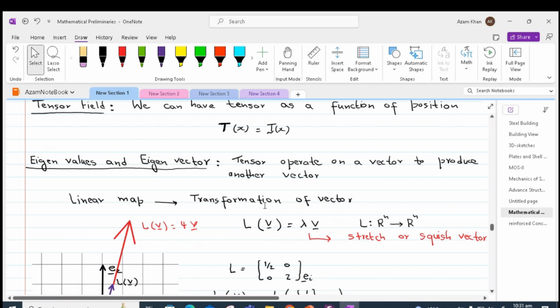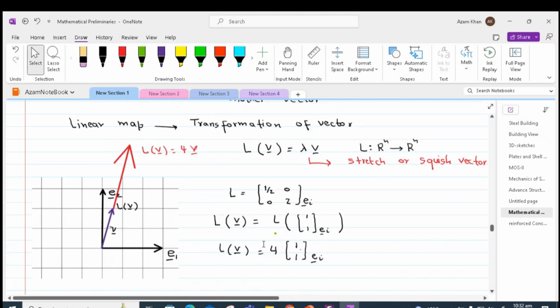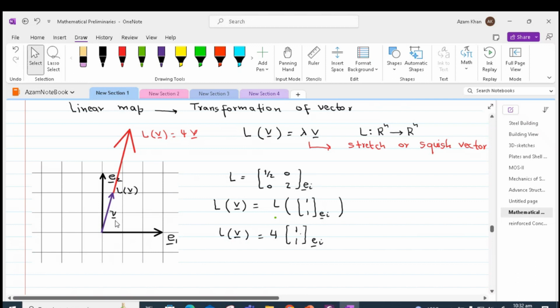In an eigenanalysis, we have the transformation vector, transformation matrix, or a linear map that acts on a vector. However, the resulting vector is either stretched or squished as shown in this figure. So we have a vector v which is shown in purple. The linear map or the transformation matrix acts on it and it has stretched it to L of v, which is 4 times the original vector v.